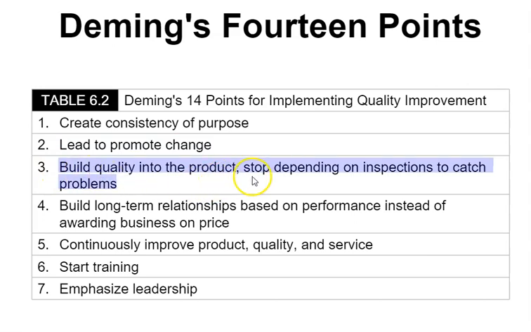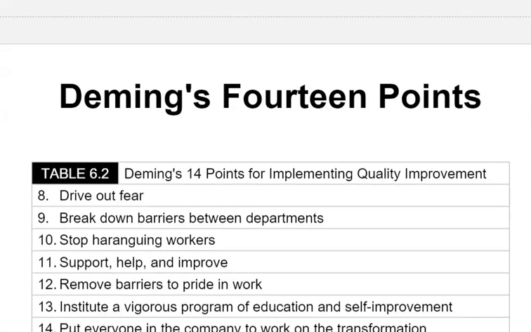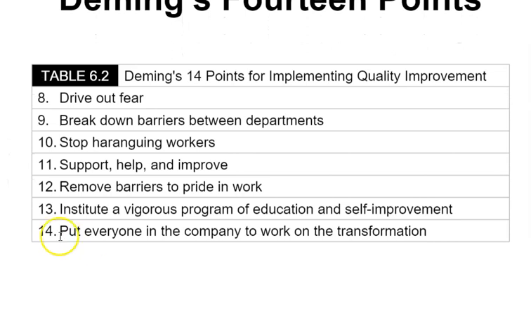Build quality into the product. Stop depending on inspection to catch problems. Build long-term relationships based on performance instead of awarding business on price. Continuously improve product quality and services. Start training. Training is very important to increase quality. Emphasize leadership, and drive out fear, which can bring more stress and more pressure on employees and reduce productivity. Break down barriers between departments. Do not put all the pressure on one department. Stop harassing workers. Stop bullying.